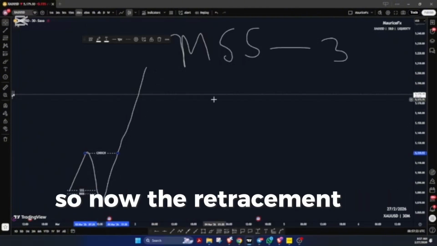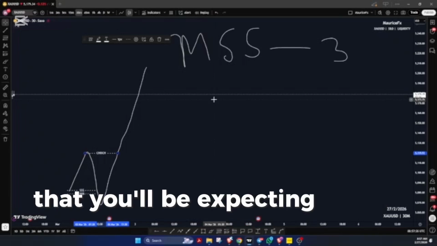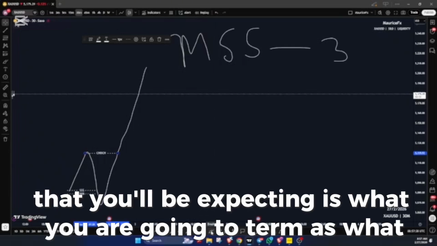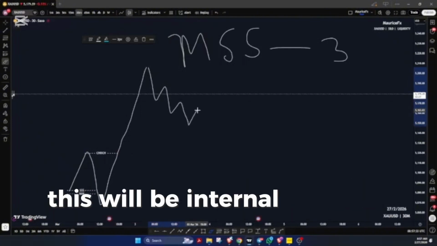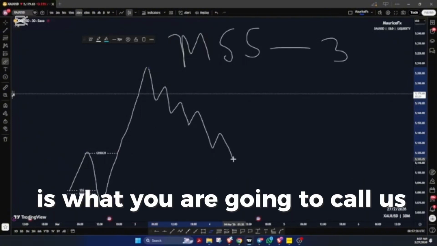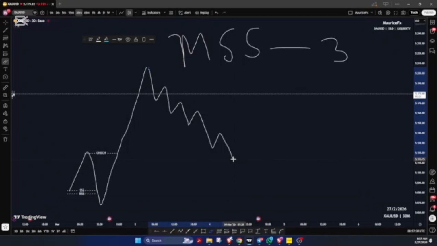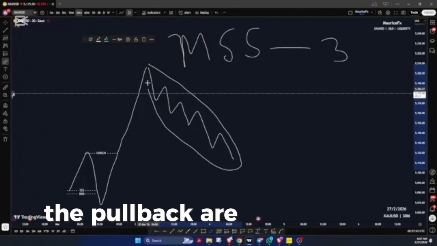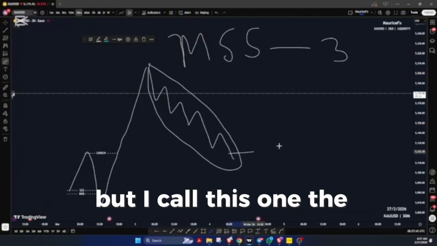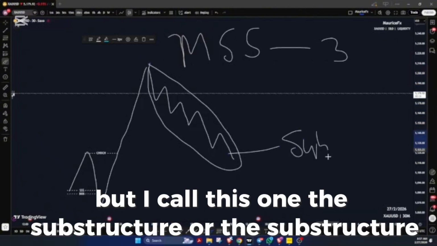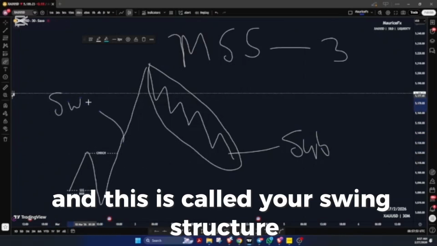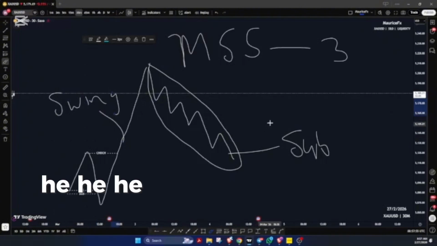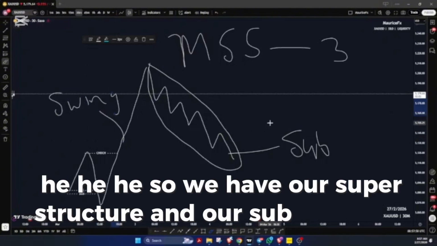So now the retracement, the pullback that you'll be expecting, is what we are going to term the substructure. Any retracement that will be coming like this will be internal structure, which we are going to call our substructure. People call it the retracement, the pullback, but I call it the substructure. Are you getting it, guys? So we have our swing structure and our substructure.